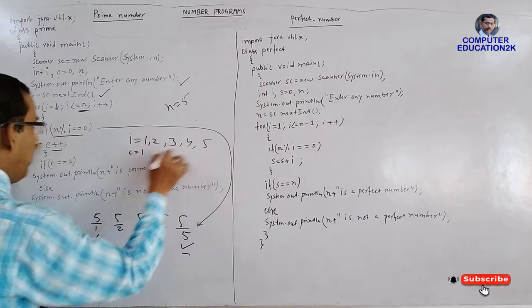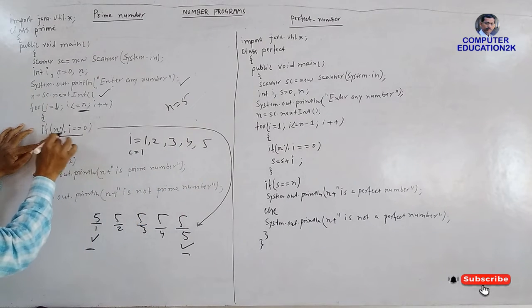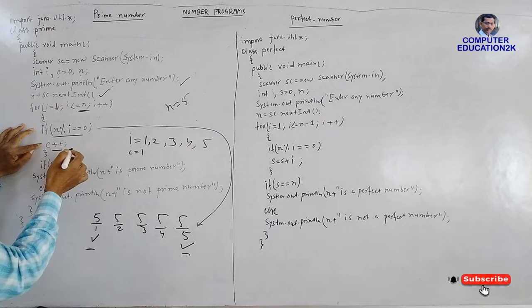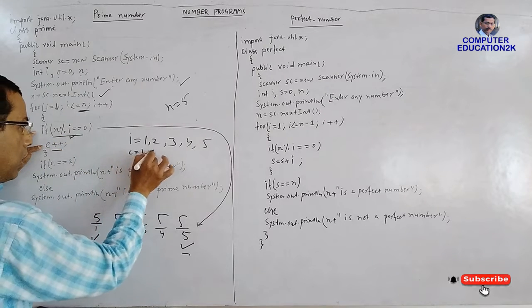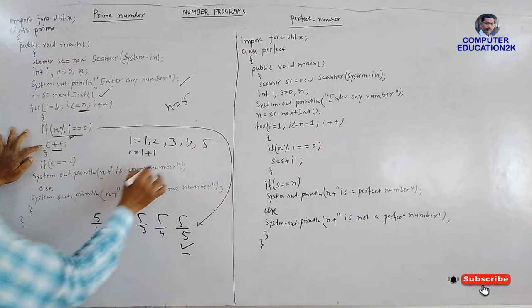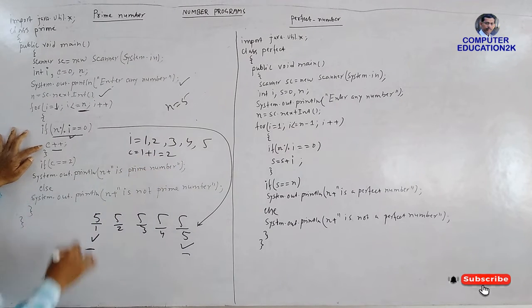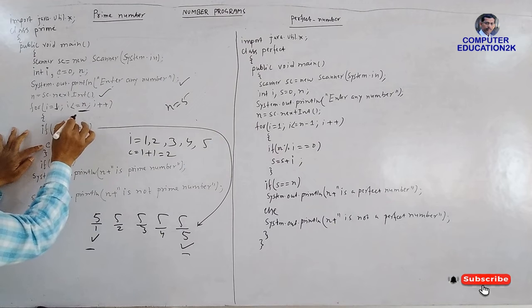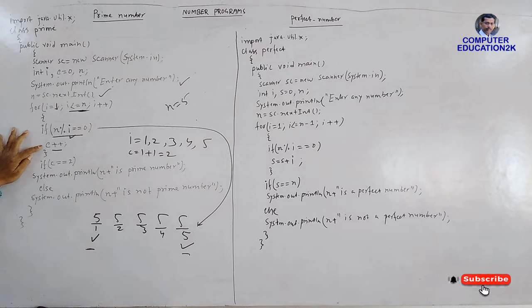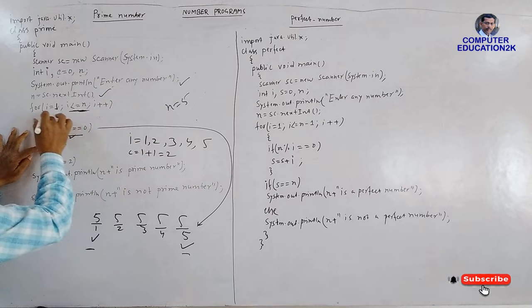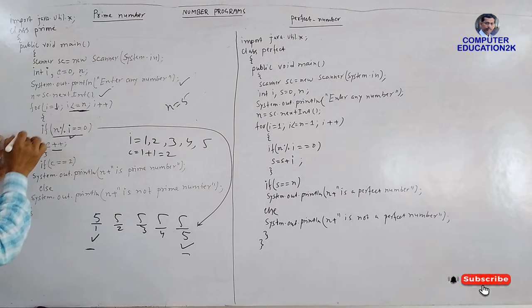Then I will be 5, at last the value of I will be 5, so 5 by 5, is it divisible? Yes. The condition is true, then the C value will increase, now C will become 2. Then the I value will become 6, but you have written that the loop will continue till 5. So if it is 6, the loop will finish and then control will come here.